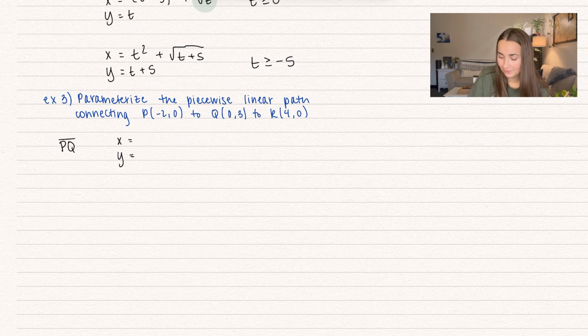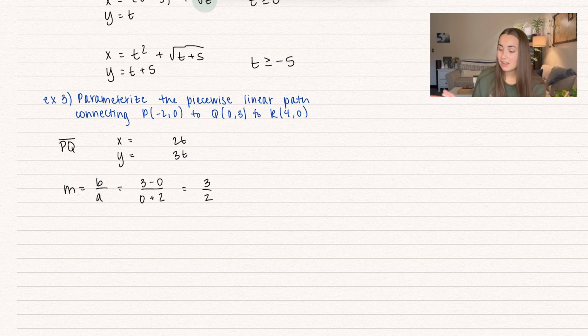So let's go ahead and find our slope first because our slope is equal to b over a. So this is change in y over change in x, right? So I get 3 minus 0 over 0 minus -2 or plus 2. So we get 3 divided by 2. So my a value is 2 and my b value is 3.